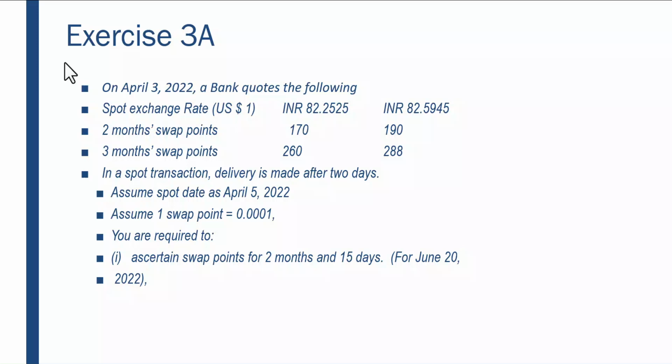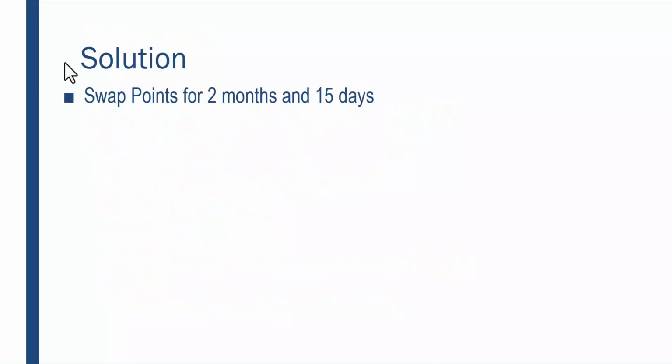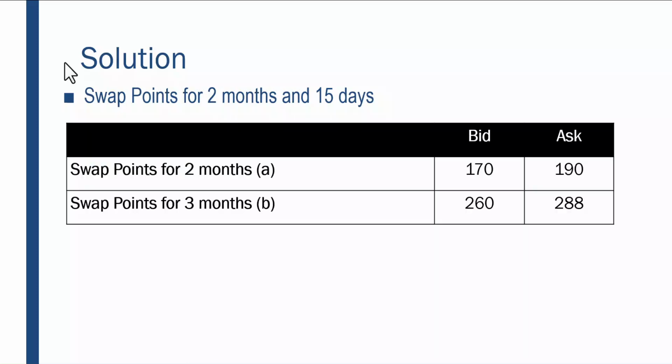The rates are given as of 5th April, which will be applicable on 5th April. The rate is given at 82.26 and 82.5. These are the rates. Determine the foreign exchange rate for that date. So we have to find out the swap points and then we have to arrive at the rate also. Swap points for 2 months and 15 days. Then only we have to find the difference.